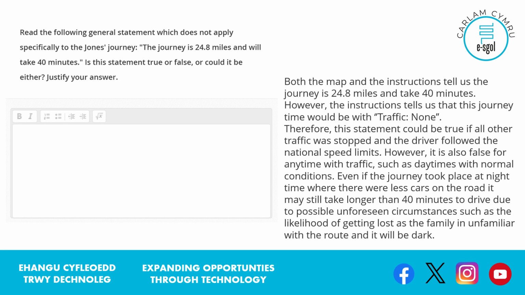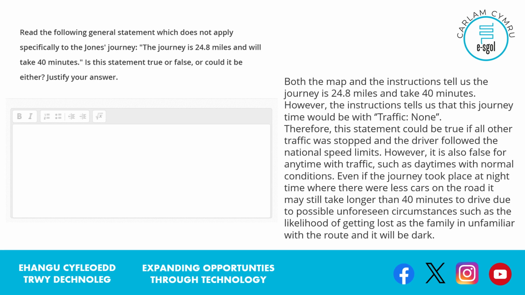So this is what I would say here. We've discussed it, we've thought about it, we've brainstormed it, and we need to put it together. So both the map and the instructions tell us the journey is 24.8 miles and takes 40 minutes. However, the instructions tell us that this journey time would be with traffic, none. So I'm pulling out key bits of information as a statement there, and then now I'm going on to my justification.